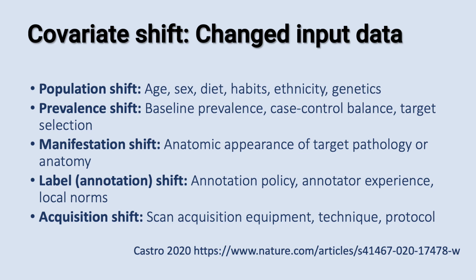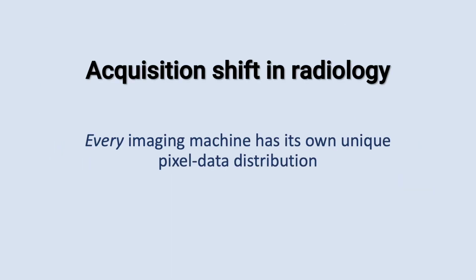There are different kinds of shift, and in radiology, covariate shift, or the change in input data, is one of the biggest ones. You're going to have changes in the attributes of your population, or the disease prevalence, or how the anatomic appearance of the pathology changes. When you're training things, you need to have labels that go with the images, and sometimes the labels vary depending on, say, the labeler's expertise or the policy. And one of the big ones for us is acquisition shift. Let's talk about that one.